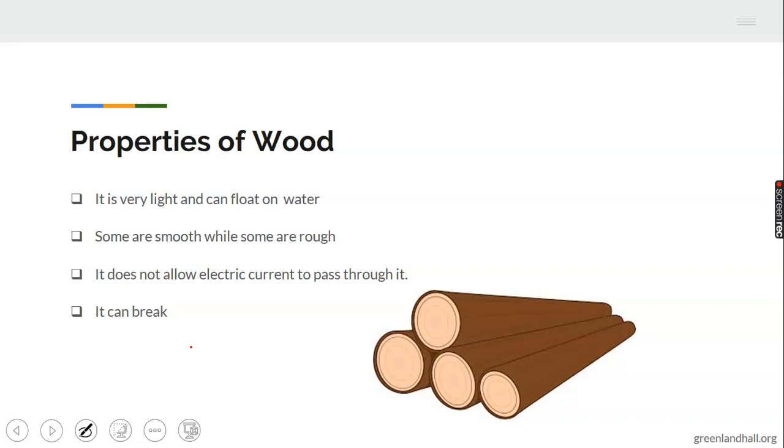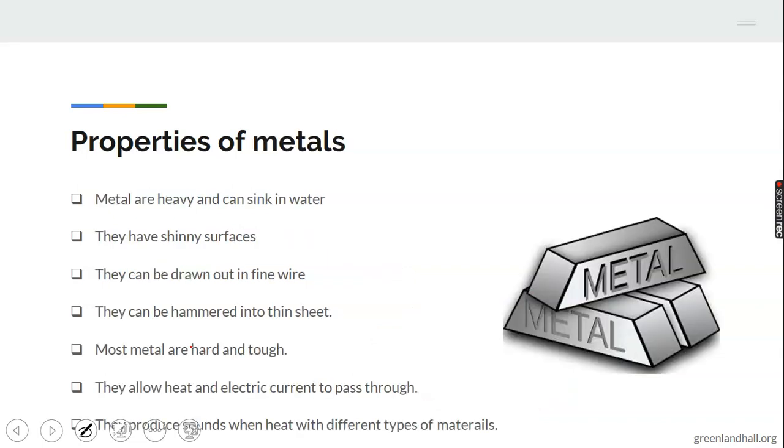Your cupboard, your wardrobe, your cabinet, the shelf, good, they are all made of wood. Now, can you tell me one property of wood? It can break. It does not allow electricity to pass through it. Some are rough and some are smooth, and they can float on water.